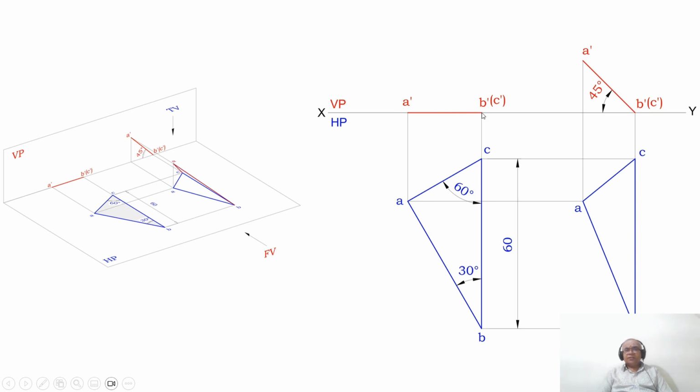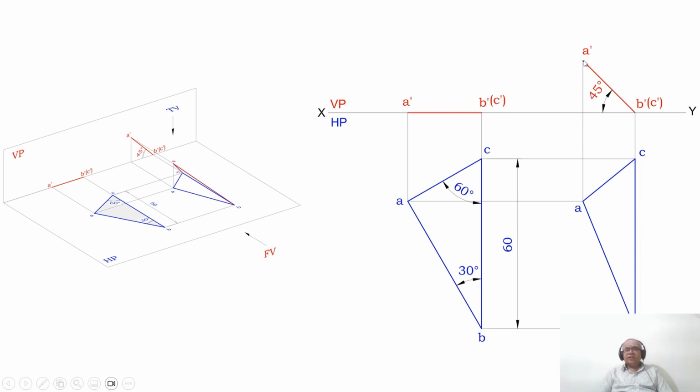Then using the compass, with B dash C dash as center, take the radius of B dash A dash and cut an arc on this. You mark this point as A dash. Then join B dash C dash with A dash with a dotted line. So now the surface is inclined at 45 degrees to HP.